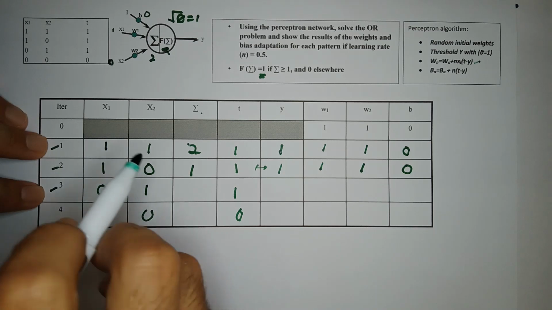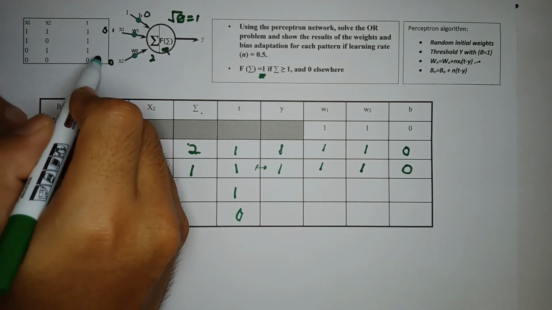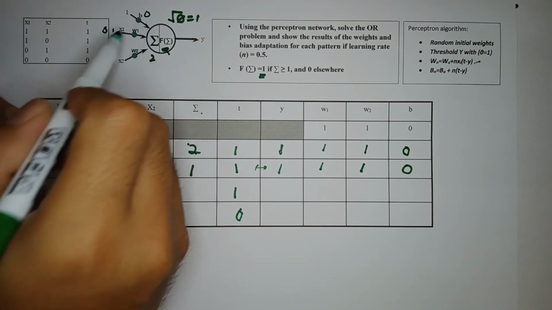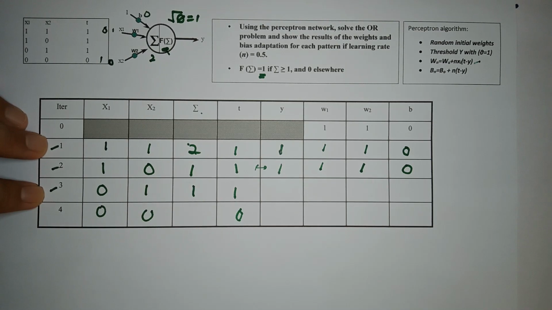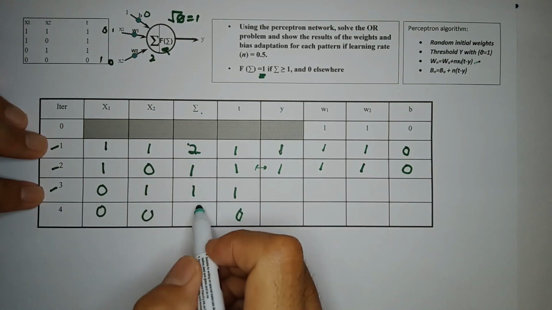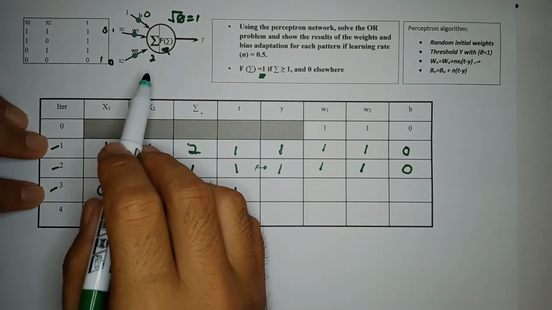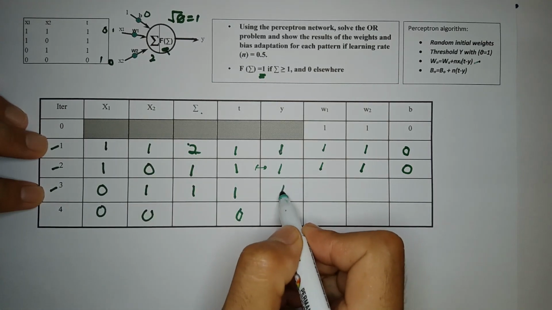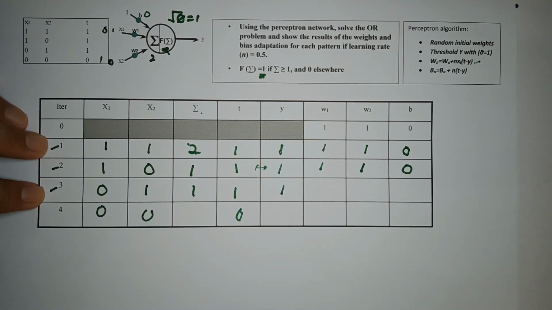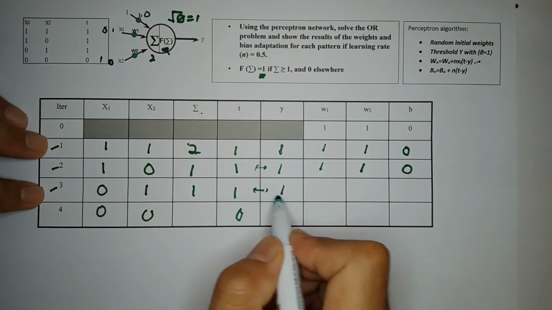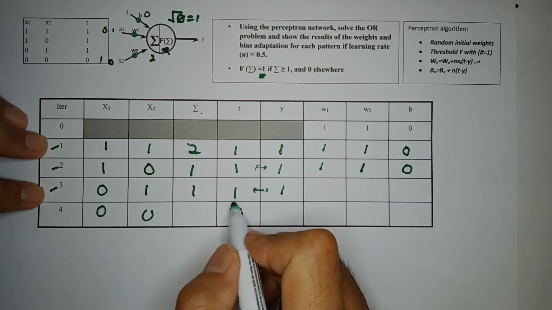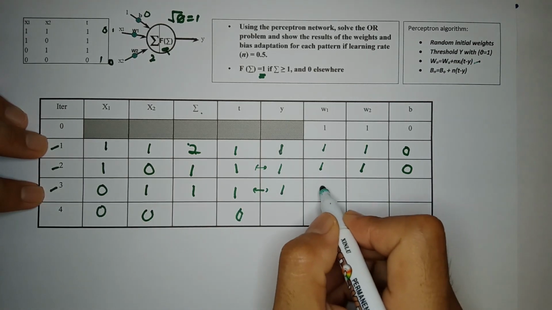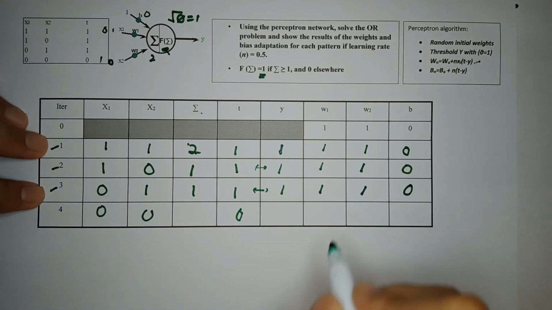For the third iteration, this part will be 0, this part will be 1, and this part also will be 0. So we have the same summation value of 1. Since the summation value at the neuron is equal to 1, the predicted output will also be equal to 1. Since the predicted output is the same as the target, you have the same value for weight and also the bias.